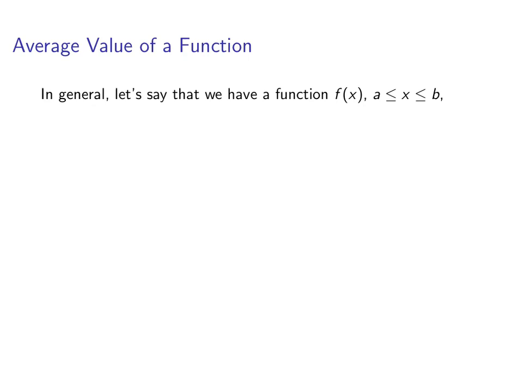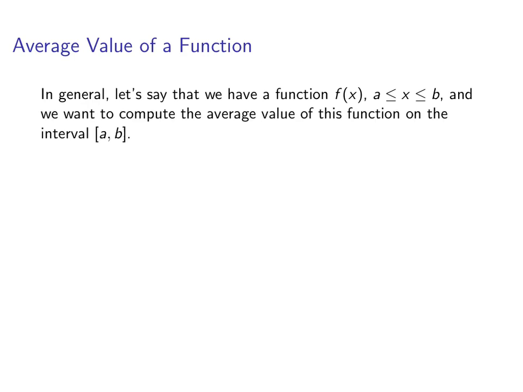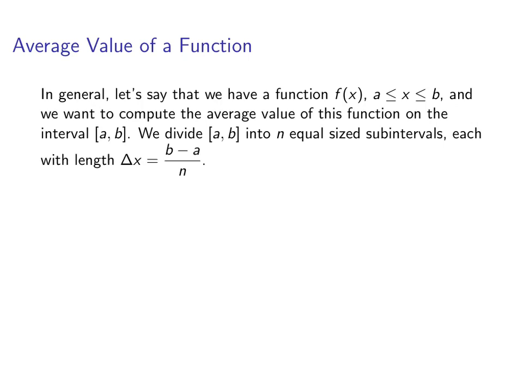So generally speaking, let's suppose that we have a function f of x, and we'll say that the function is defined for x between a and b. And we want to compute the average value of this function on the interval from a to b. So we're going to follow the usual sort of game plan that we always have with these sorts of things. We're going to divide the interval from a to b into n equal-sized subintervals. Each of them has a length delta x equals b minus a over n. And on each subinterval, we choose sample points x1 star through xn star in the n subintervals.